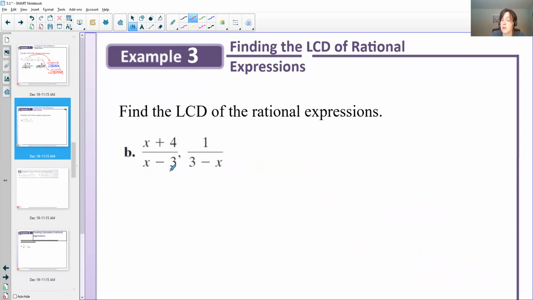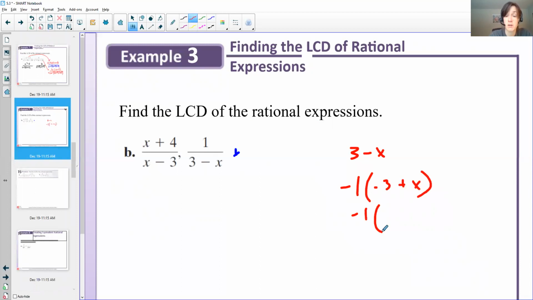This one's a little strange, right? So I have x plus 4 over x minus 3 and 1 over 3 minus x. We talked about this a little last week. These guys are not the same, right? But they're close. So what I can do is take this second one, or whichever one you want, and take out a -1 from the denominator.